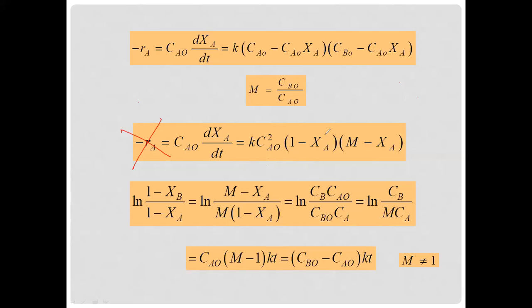You separate variables, meaning this 1 minus XA and this M minus XA should be transferred here, the rest on the right side. What would you do next? You have separated variables, then what? Integrate. Integrate.